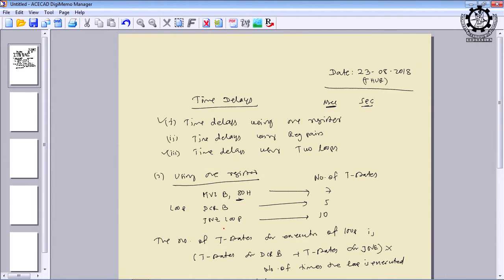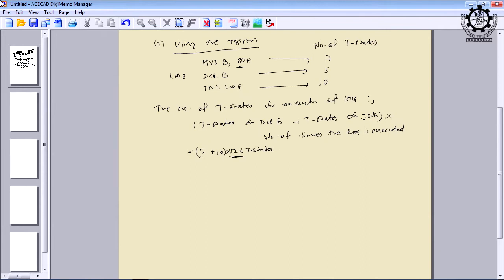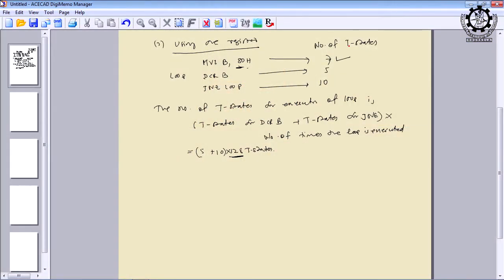Is it okay? So, how many times will this loop be executed? 80 in hexadecimal, that is 128 times in decimal. Okay. So, 128 times this loop will be executed. Now, you have to keep track of how many T states are required to execute each instruction. For move immediate B, 80H, since it is a 2-byte instruction, the first byte will take 4 T states, and the second byte will take 3 T states. So, 4 plus 3, 7 T states. Is it okay? As I told you, more than 90% of instructions will obey this rule.